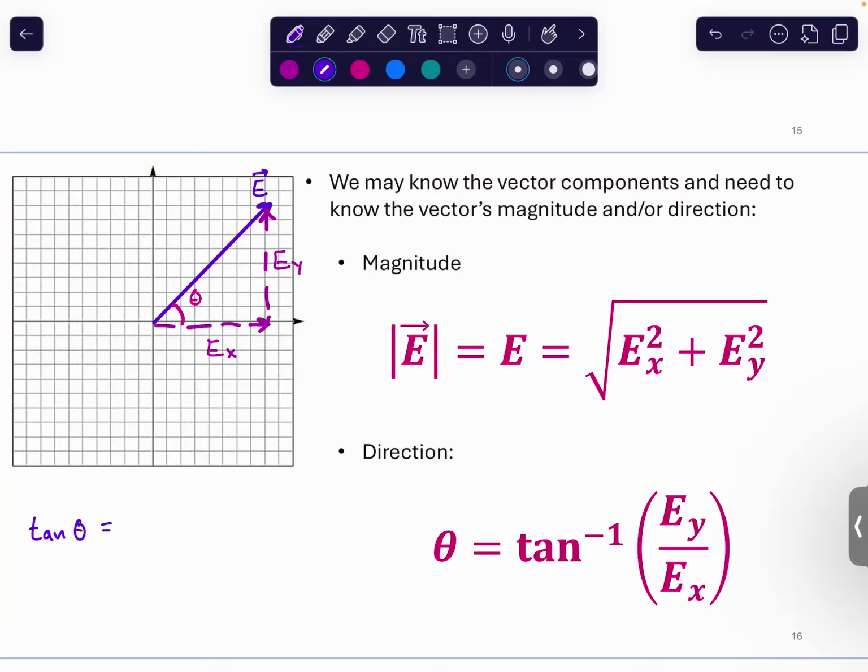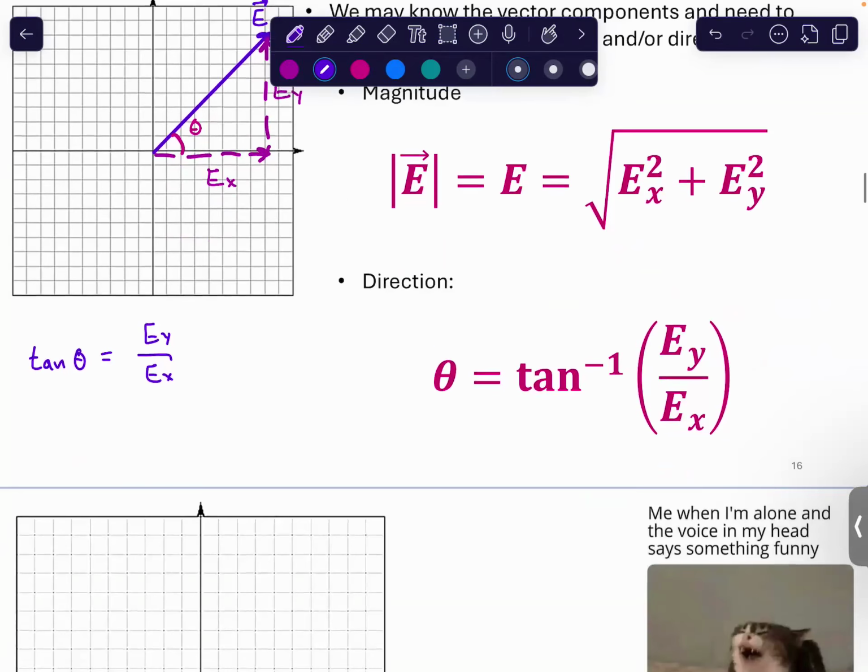tangent theta. And what did we say tangent theta was? It's what over what? Opposite over adjacent. Opposite Ey over adjacent Ex. And then you just take the inverse tangent of each side. And so when something in the textbook asks, what's the direction of the vector? This is what it's asking.